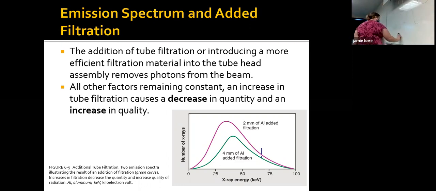So we like filtration in the tube because it makes our beam better, higher quality, more penetrating. Higher energies are kept, lower energies are gone. Average energy increases with filtration. So if we get rid of all those low energy characteristic cascades, we would be left with just the bremsstrahlung mostly.